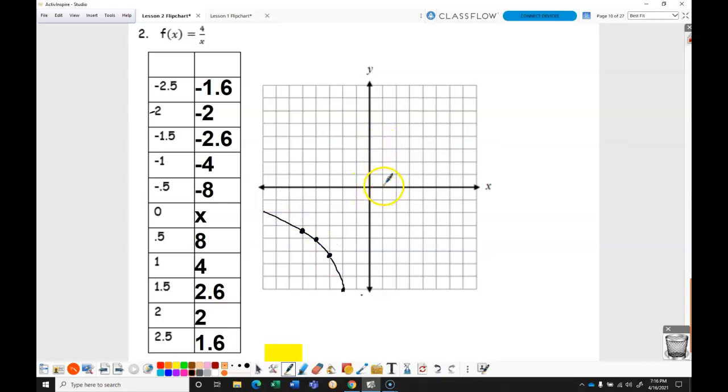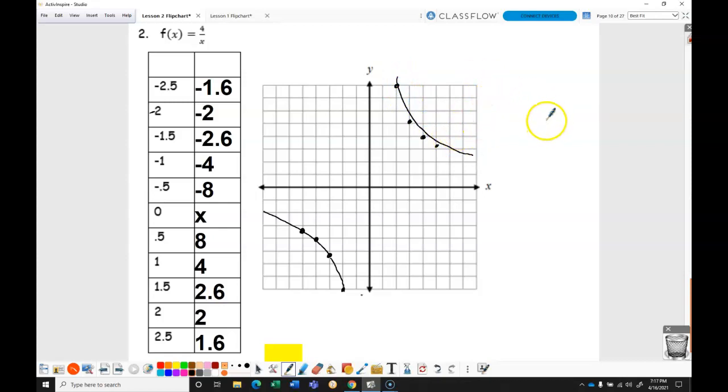Then I'm going to go over to 1 and up to 4. I believe this is 4. 1, 2, 3, 4. Yep. And then 1.5 goes to 2.6, and 2 goes to 2. And 2.5 goes to 1.6. So basically, comparing the two graphs we have here, I still have the two branches.